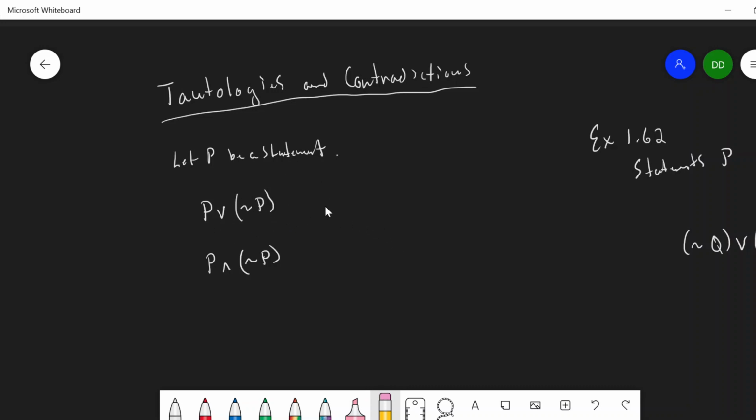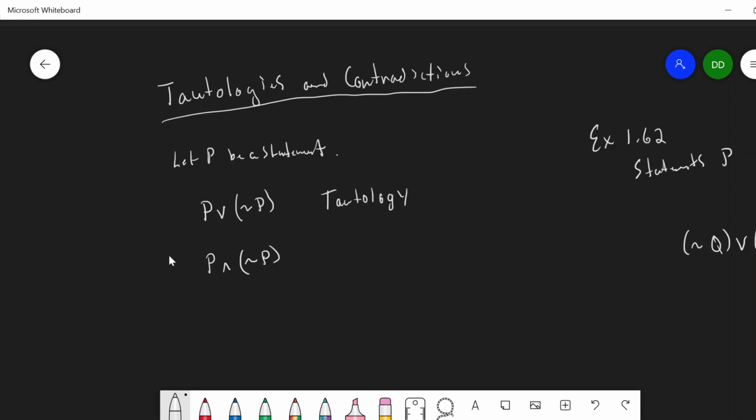that this one is a tautology. So maybe P is the statement, it is raining, and then not P would be the statement, it is not raining. So P or not P would be the statement, it is raining or it is not raining, which of course, no matter if it's raining or not, one of the two has to be true. And so this is true no matter what truth value P is. So this is a tautology. Or we say it's tautological.